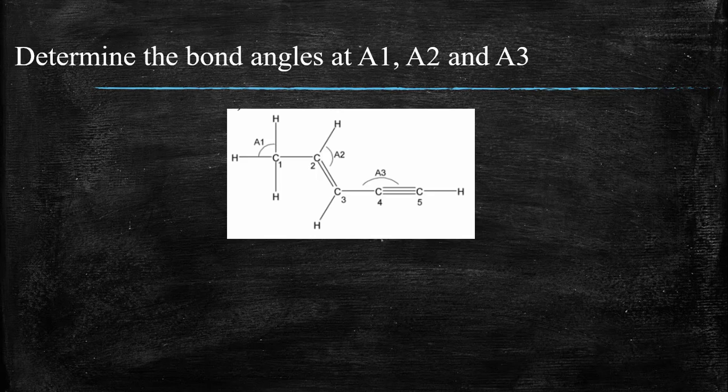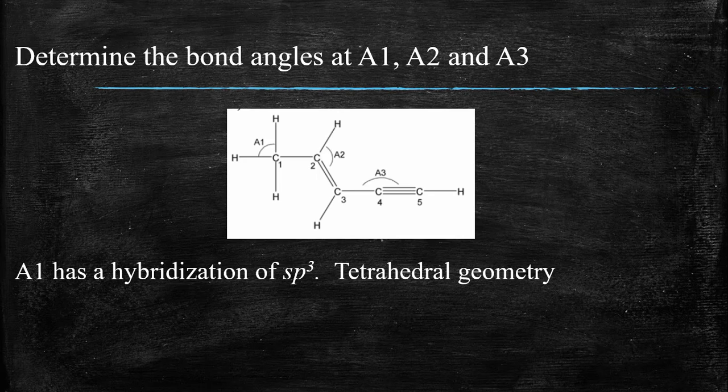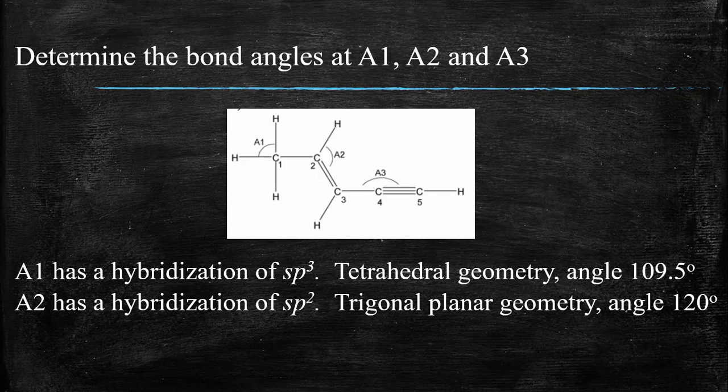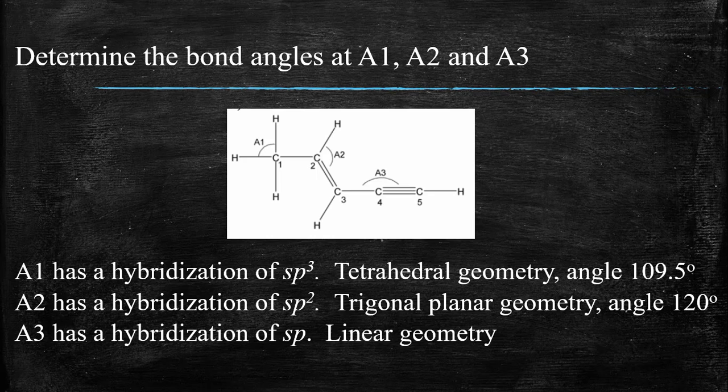Next, you're asked to determine the bond angles at A1, A2, and A3. A1 has a hybridization of sp3 and no non-bonded pairs, so it's got tetrahedral geometry and 109.5 degrees for the angle. A2 has a hybridization of sp2. It has no non-bonded pairs. It's trigonal planar geometry, and that's 120 degrees. And lastly, A3 has a hybridization of sp. That gives linear geometry, which is 180 degrees.